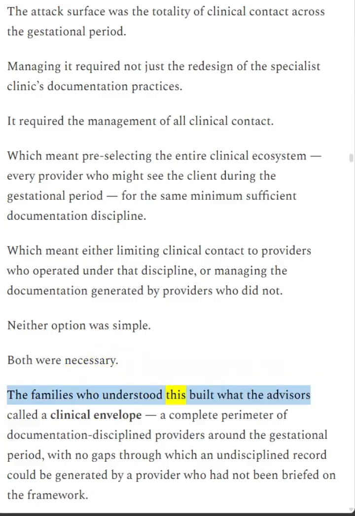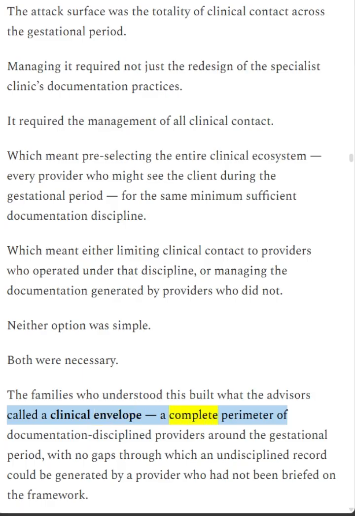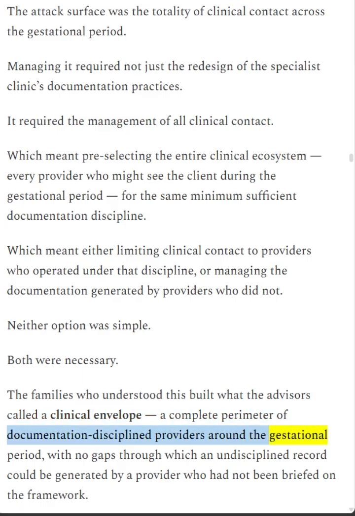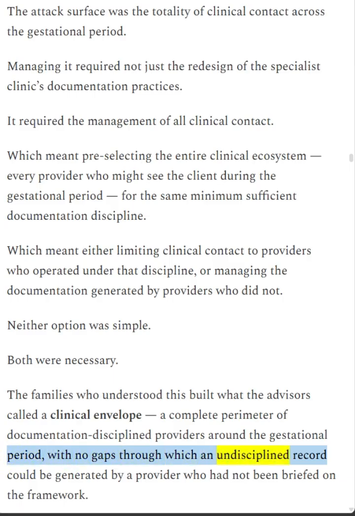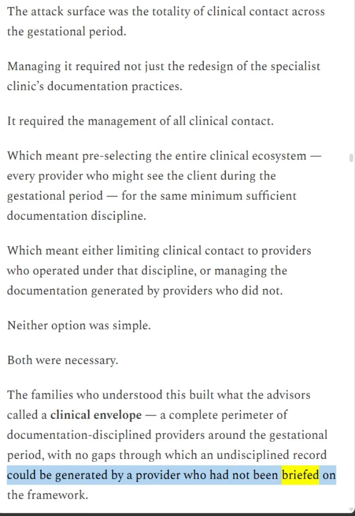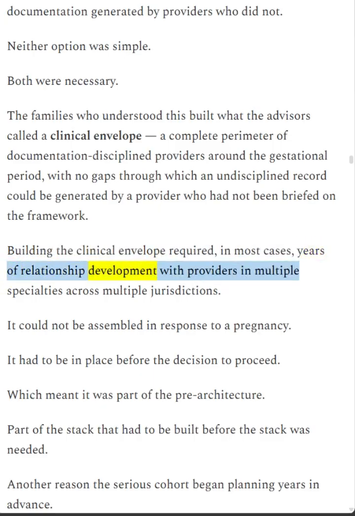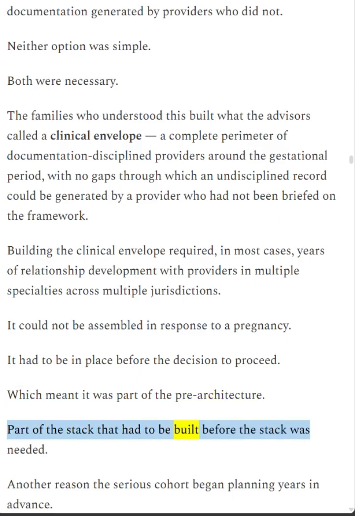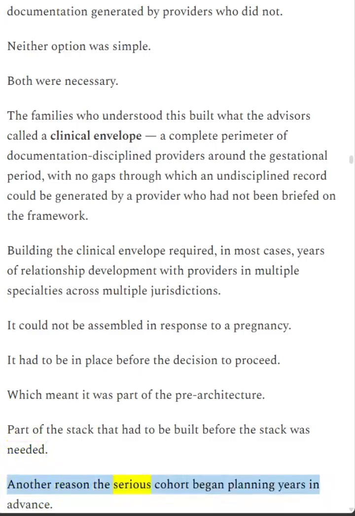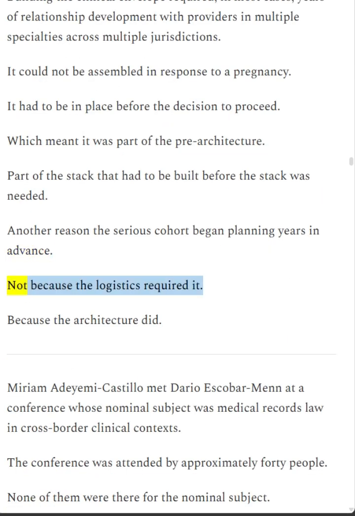The families who understood this built what the advisors called a clinical envelope, a complete perimeter of documentation discipline around the gestational period, with no gaps through which an undisciplined record could be generated by a provider who had not been briefed on the framework. Building the clinical envelope required, in most cases, years of relationship development with providers in multiple specialties across multiple jurisdictions. It could not be assembled in response to a pregnancy. It had to be in place before the decision to proceed, which meant it was part of the pre-architecture, part of the stack that had to be built before the stack was needed. Another reason the serious cohort began planning years in advance. Not because the logistics required it, because the architecture did.